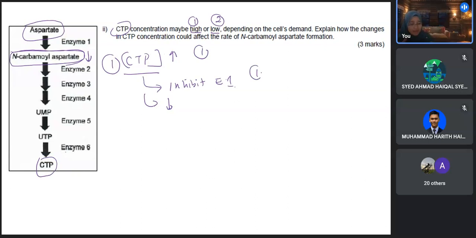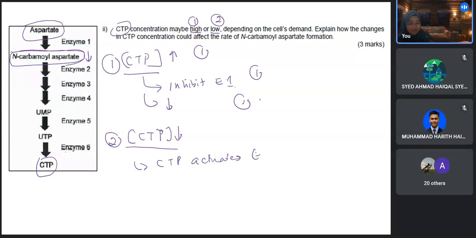Satu markah kat sini. But if you choose to explain if the concentration of CTP is reduced, so when CTP is reduced, the cell needs to produce more CTP. So the first point that you can say is that CTP concentration is low, kan? So this activates the first enzyme. Okay, it activates the first enzyme. Enzyme 1. So what is the consequence to the concentration of N-carbamyl aspartate?